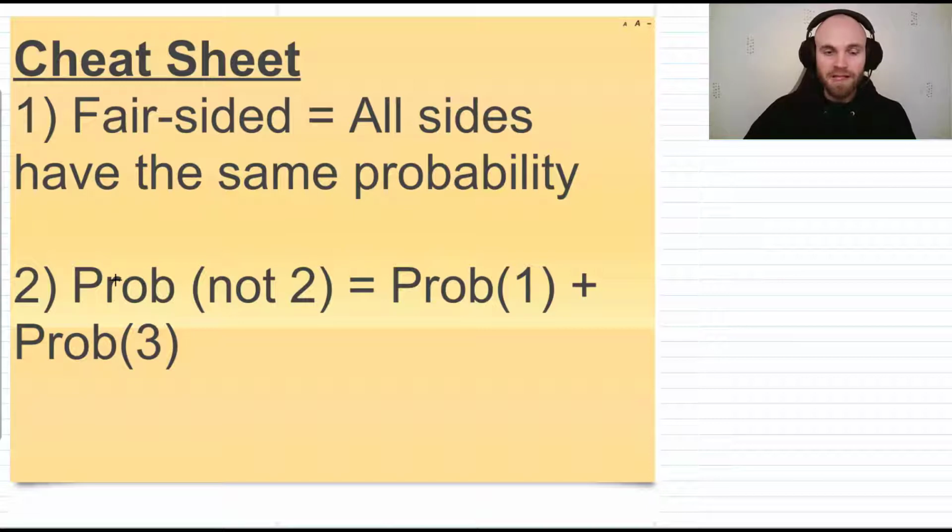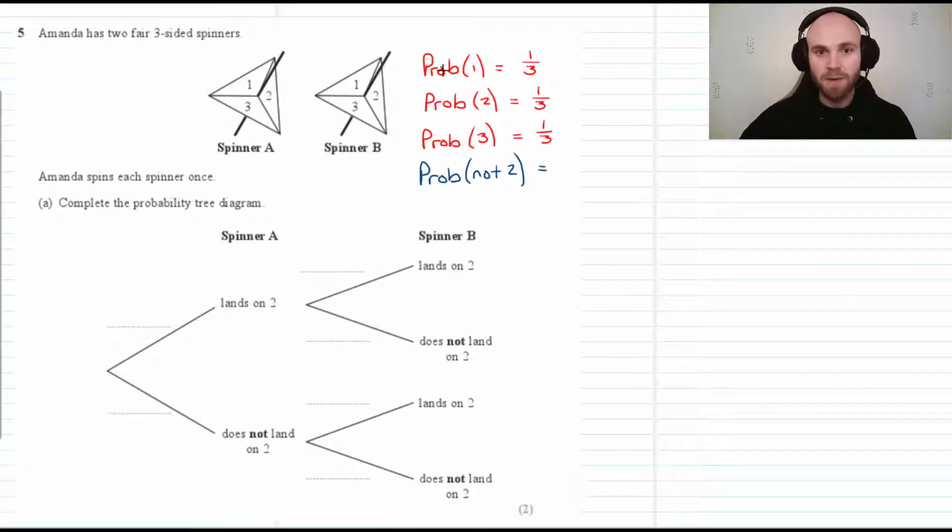And for part 2, the probability of not 2 is going to equal the probability of 1 plus the probability of 3. Okay, so as the spinner is fair-sided, we know that the probability of landing on 1 is going to be 1 in 3. The probability of landing on 2 is 1 in 3. The same with probability of 3, again, 1 in 3.